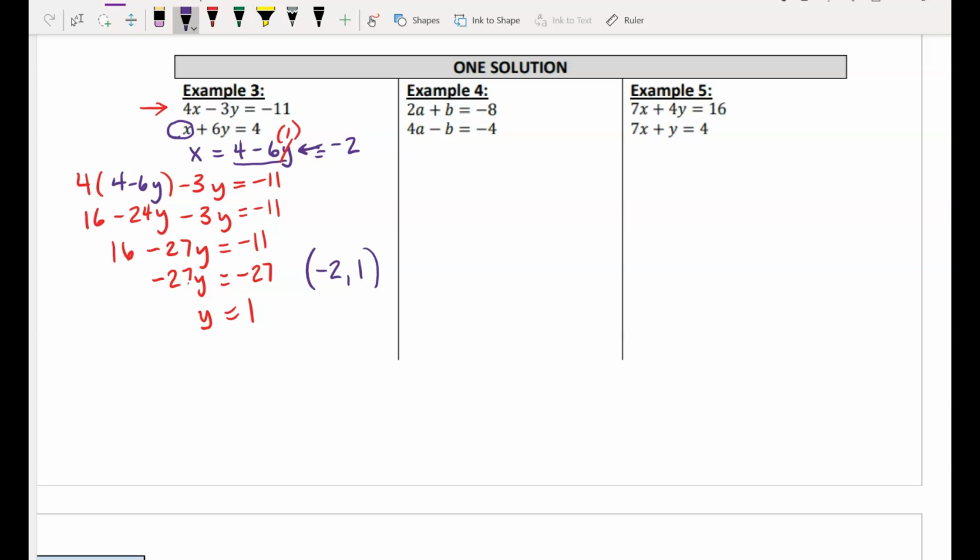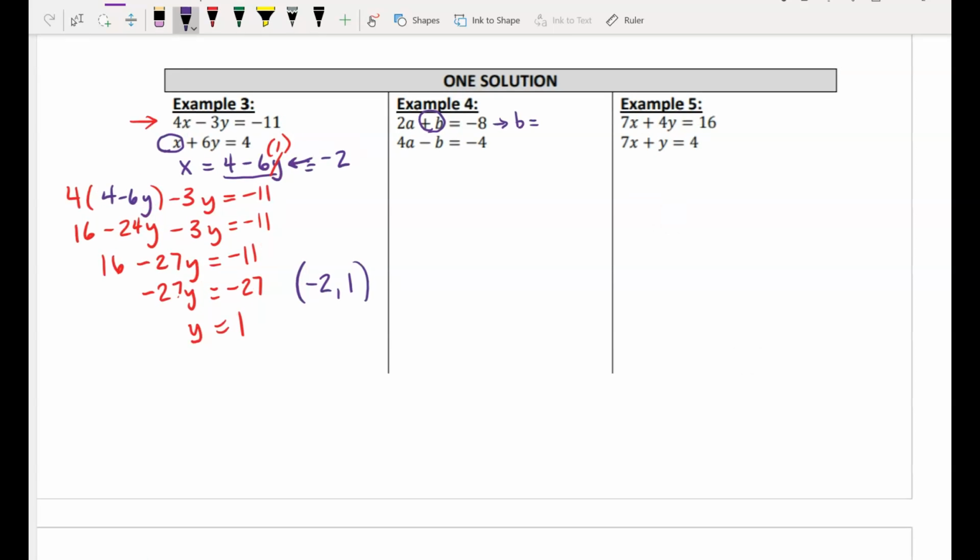Let's try that again on example 4. We want to choose the easiest variable to solve for. I'm going to choose this plus b. Now it doesn't have to be that one, but that's the easiest one. To solve for b, all I have to do is subtract 2a from both sides. So b is equal to negative 8 minus 2a. Now I'm going to take that expression for b and substitute into the other equation. So the other equation starts 4a minus, and then instead of b, I'm going to write this expression that I found, and that's going to be equal to negative 4.